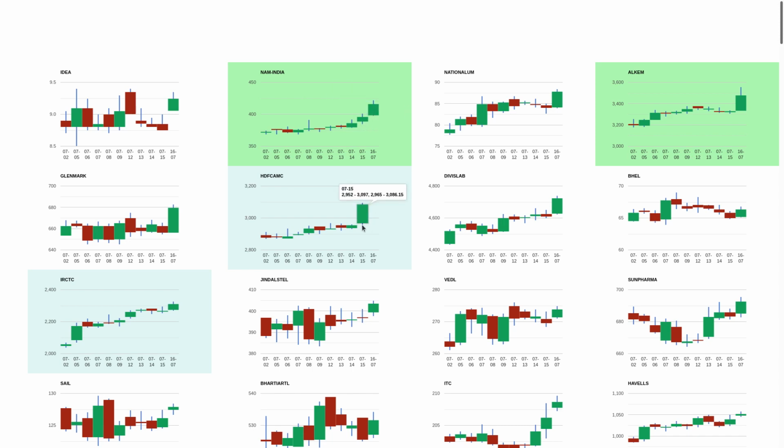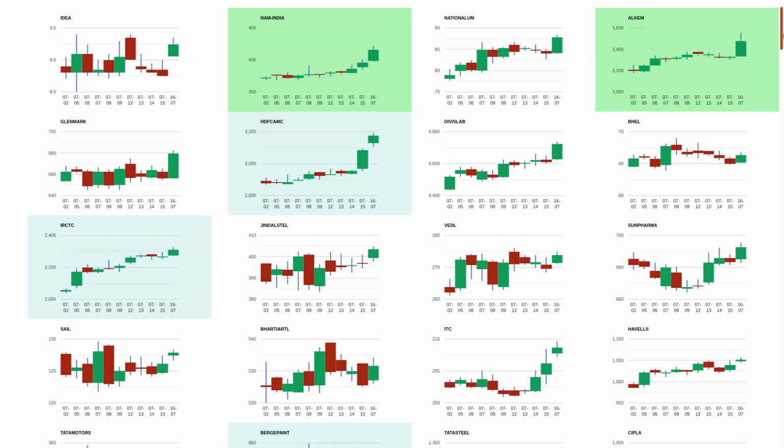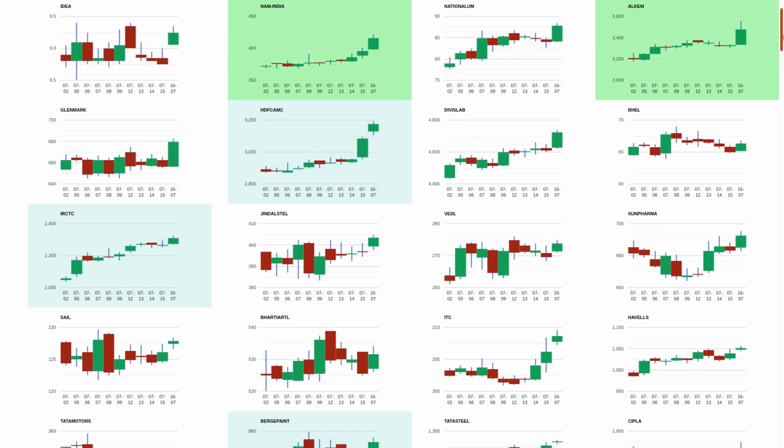Similarly, we entered HDFC AMC at 3000, and now it's very near to 3200 levels, because of the result move that we have. Similarly, IRCTC also gave us a good move, and it seems like long positions are getting added. So for me, I would be tracking the stocks HDFC AMC, Nam India, Alkem, and IRCTC as they are in momentum, and maybe going forward they will give us some very good move.